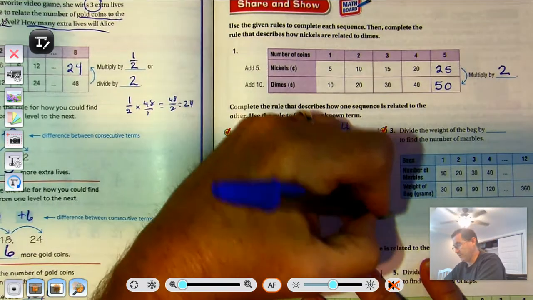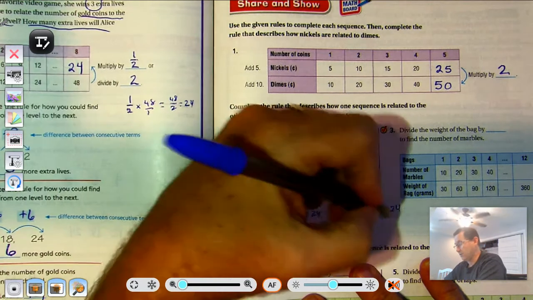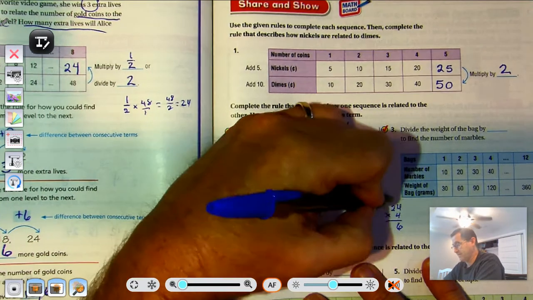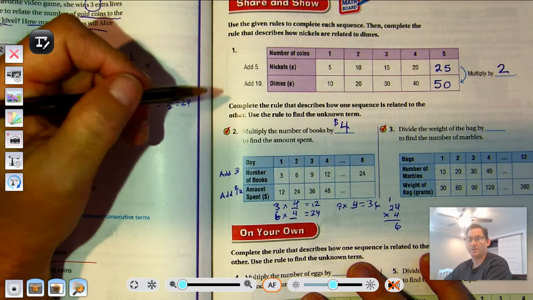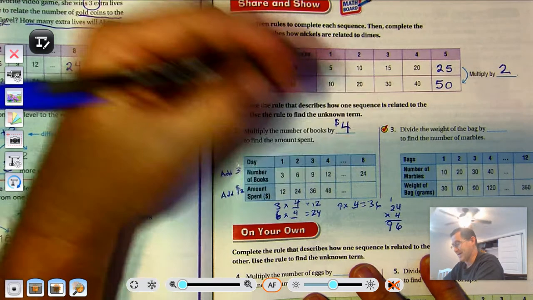So we can do that for the 8th day. If there's 24 books, I can go 24 times 4. So 4 times 4 is 16. Regroup as 1 ten and 6 ones. 4 times 2 tens is 8 tens plus the regrouped 10, $96.